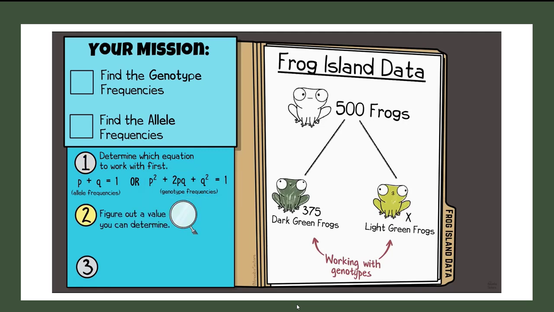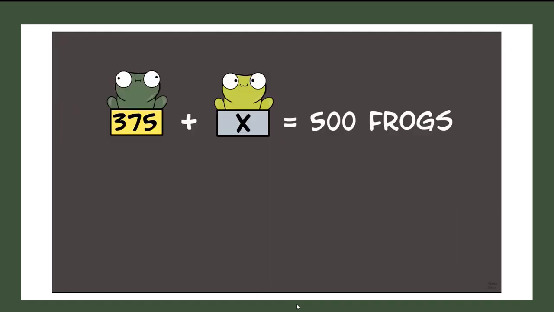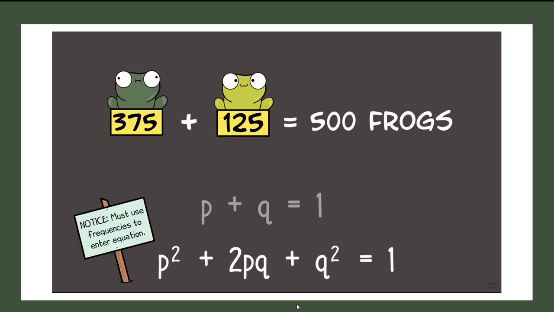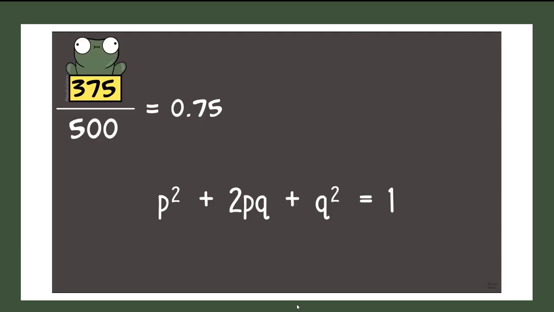Step 2. Figure out what value you can determine. So 375 frogs are dark green out of 500 total. That would mean 125 frogs are light green since there are 500 frogs total. But I can't use whole numbers like that, as both of these equations ultimately are equal to 1. I need frequencies for these equations. Now I could say 375 dark green frogs out of 500 total frogs is 0.75, but all I know is that would be the frequency of dark green frogs.